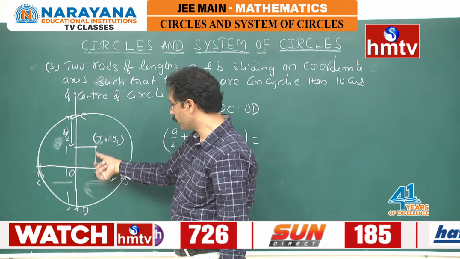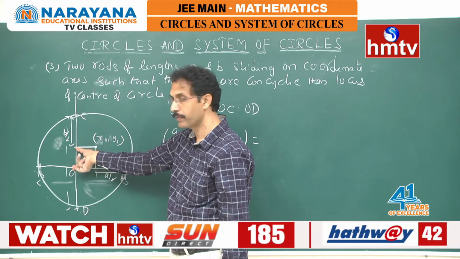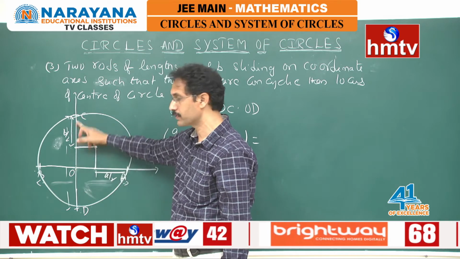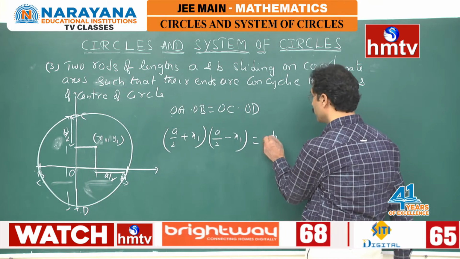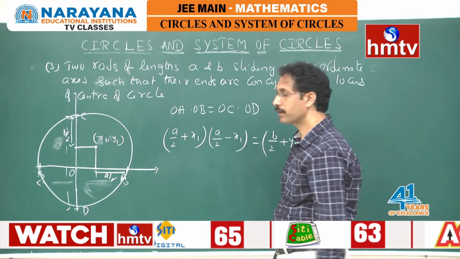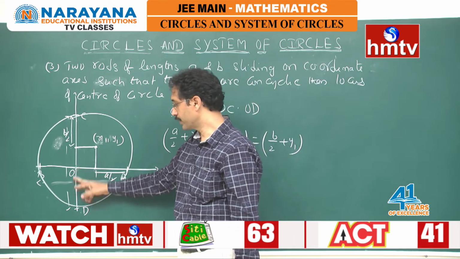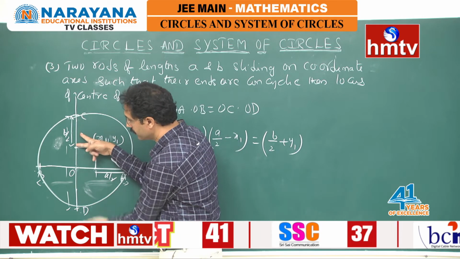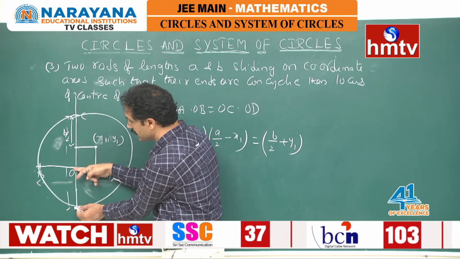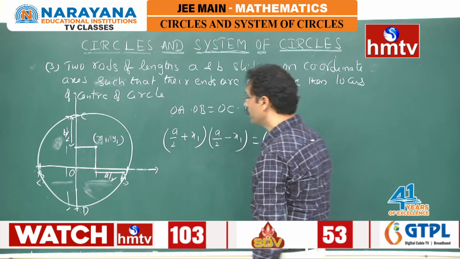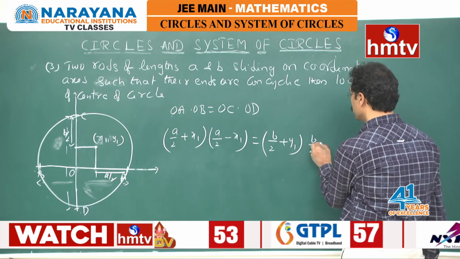So, the distance of the point from the x axis, the y coordinate, is y1. It is b by 2, so OC is b by 2 plus y1. So, we can write OC value as b by 2 plus y1. Am I clear? And then the OD value. OD is this. See, this whole is b by 2, this whole is b by 2, then this is y1. So, this length can be written as b by 2 minus y1. So, OD can be written as b by 2 minus y1.